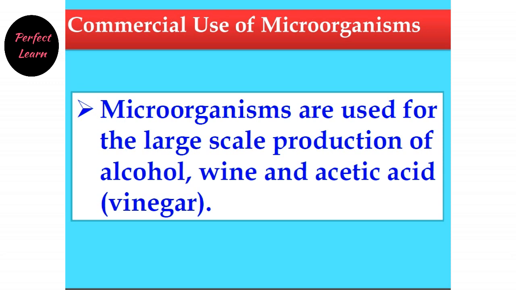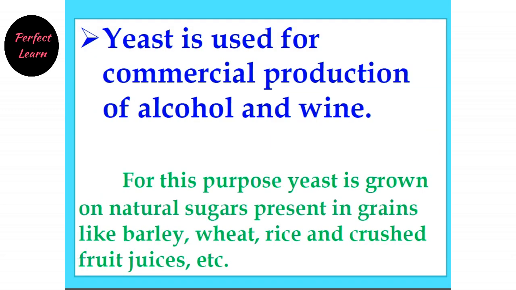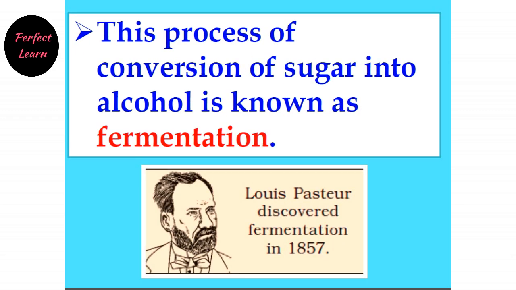Commercial use of microorganisms. Microorganisms are used for the large-scale production of alcohol, wine and acetic acid, vinegar. Yeast is used for commercial production of alcohol and wine. For this purpose, yeast is grown on natural sugars present in grains like barley, wheat, rice and crushed fruit juices, etc. This process of conversion of sugar into alcohol is known as fermentation. Louis Pasteur discovered fermentation in 1857.